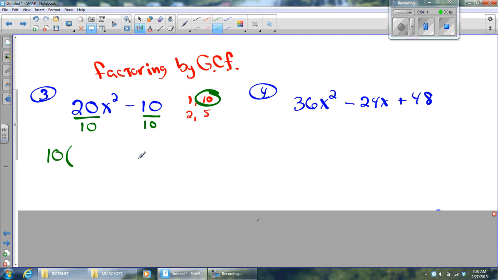Where does the quantity come from? Well, I'm making it look like a distribution problem, so I'm going to need a quantity. Now, 20x squared divided by 10x would be 2x squared. Negative 10 divided by 10 is negative 1. And there you go. We just factored by GCF, or what I like to call undistributing. Factoring by GCF is the proper term. Don't worry, we're going to look at a few more examples.